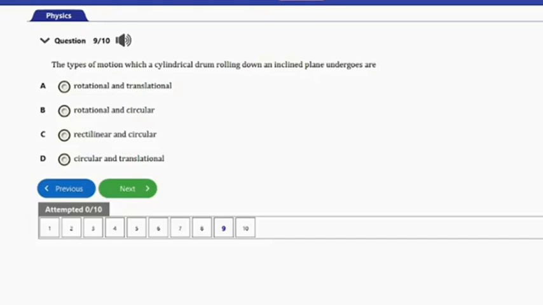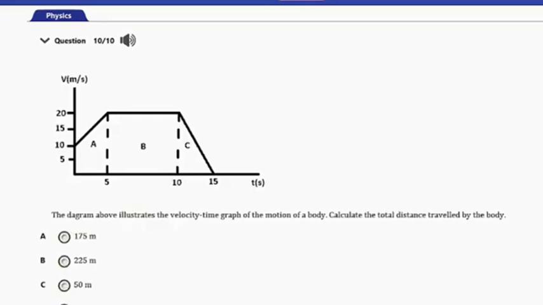So let's go ahead and consider the next and last question, guys. Alright guys, the next question here is question number 10, and it has a graph. So the graph here is a velocity time graph, and the question says, the diagram above illustrates the velocity time graph of the motion of a body. Calculate the total distance traveled by the body.